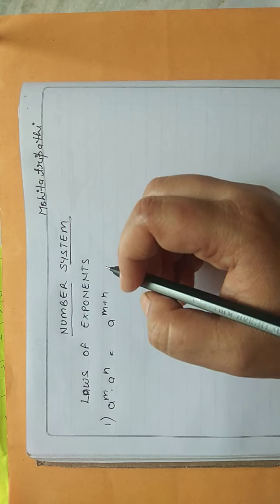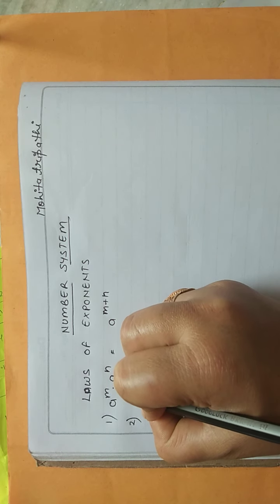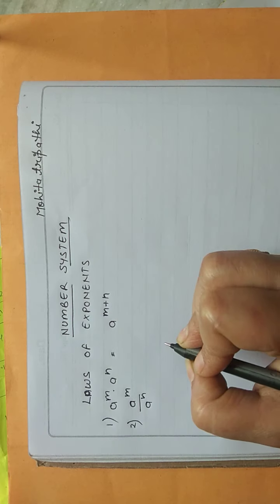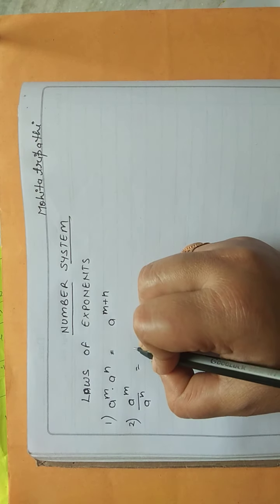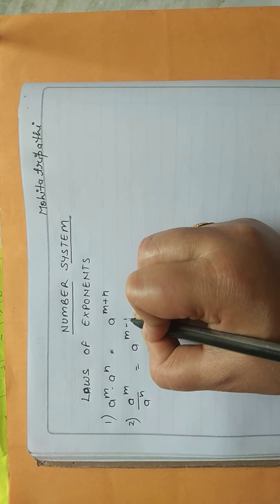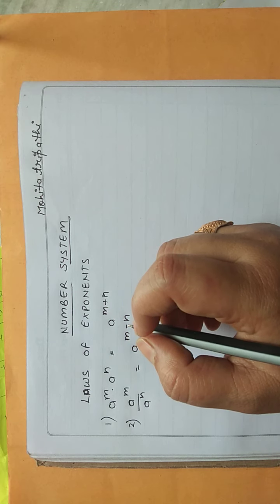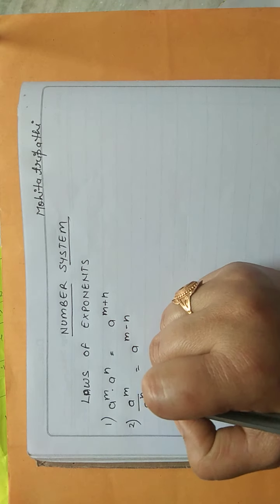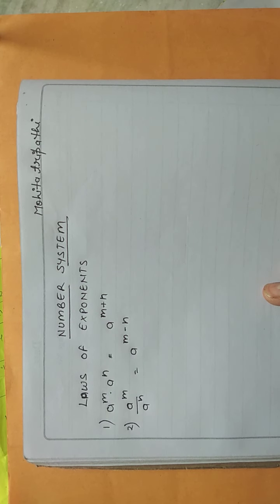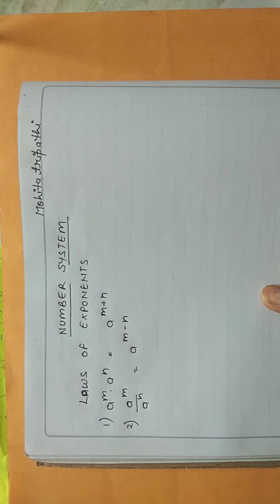Okay, now the second rule: a to the power m upon a to the power n is a to the power m minus n. What it means is that when we divide numbers with equal bases, their powers are subtracted.